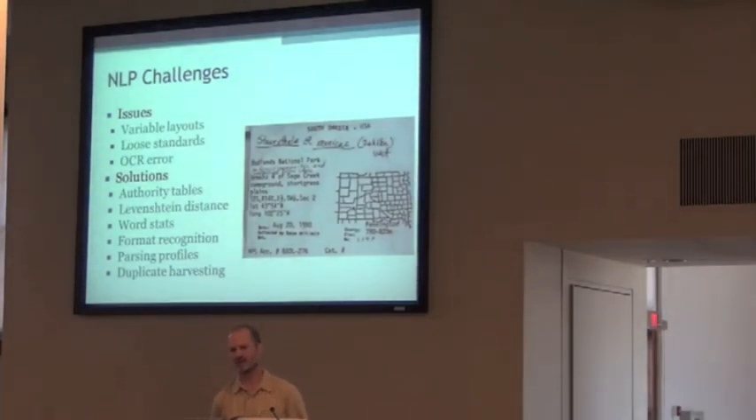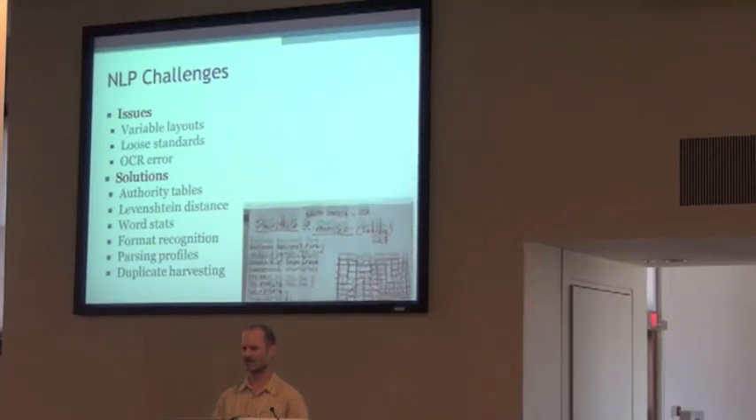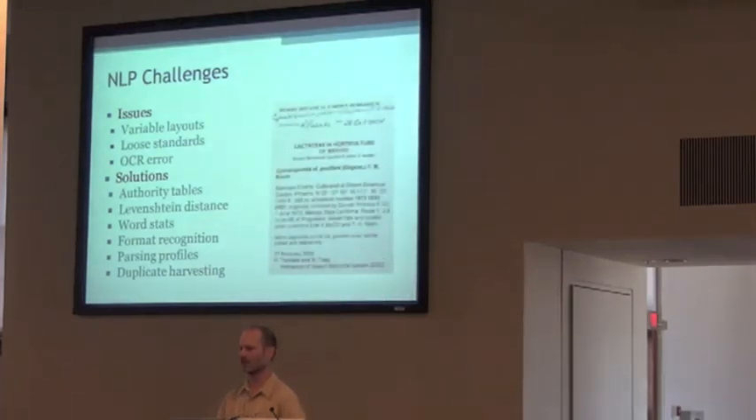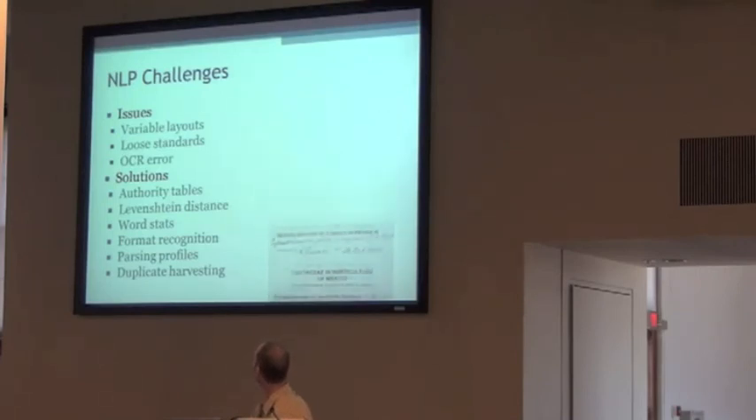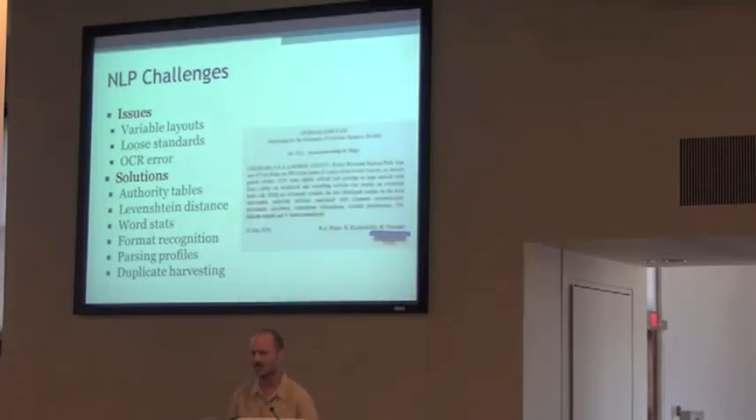So there are also a lot of challenges with parsing out the label. There are variable layouts, there are no standards. This is assuming that you get really good OCR, which is difficult in itself. However, there are solutions there too. Here's some variety of labels. There's using authority tables and distance algorithms and word stats, and there are algorithms out there for recognizing formats and so forth. This is all being experimented with.